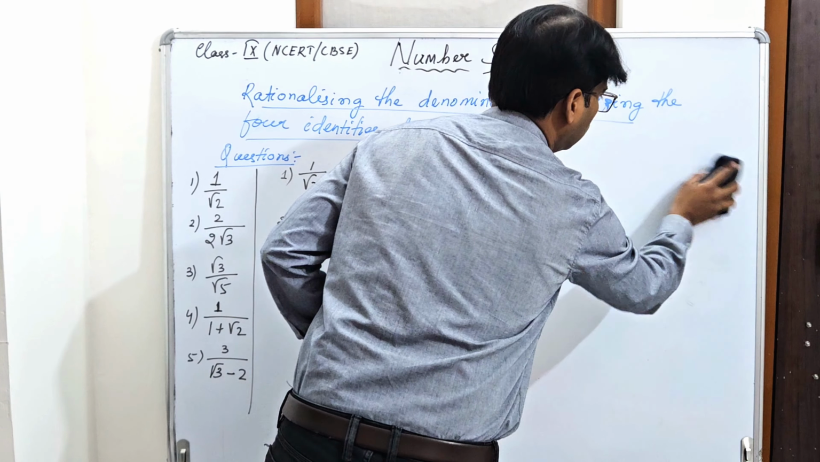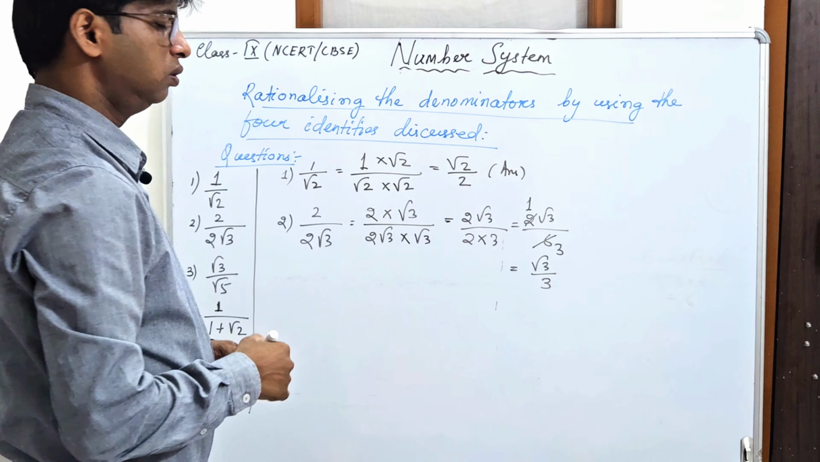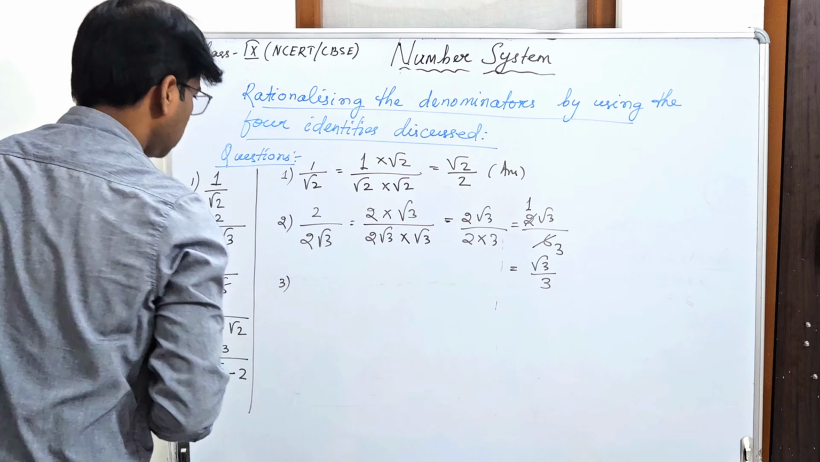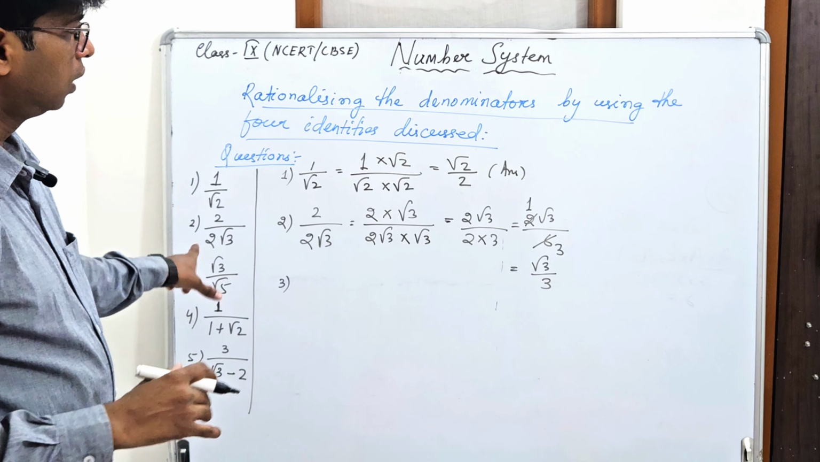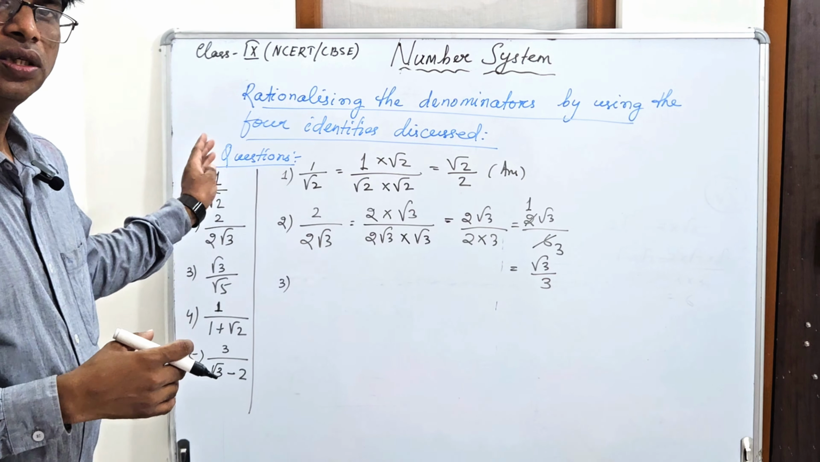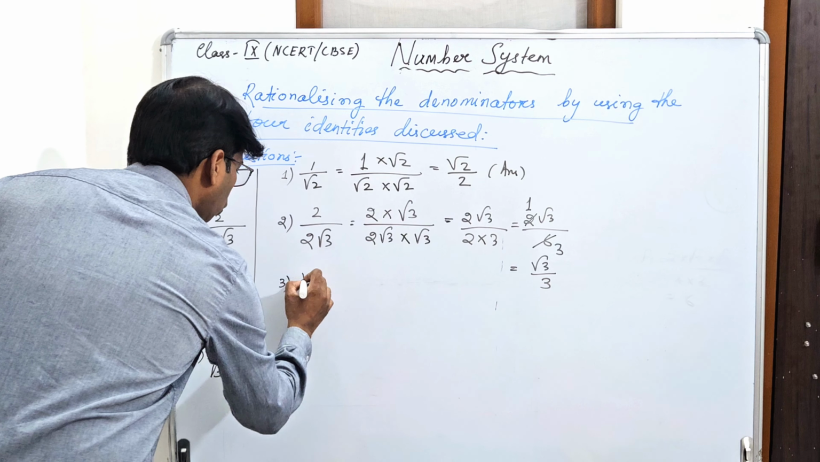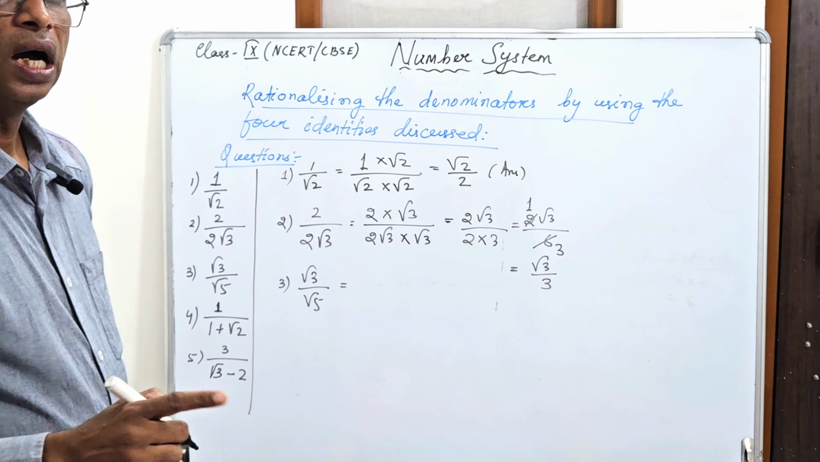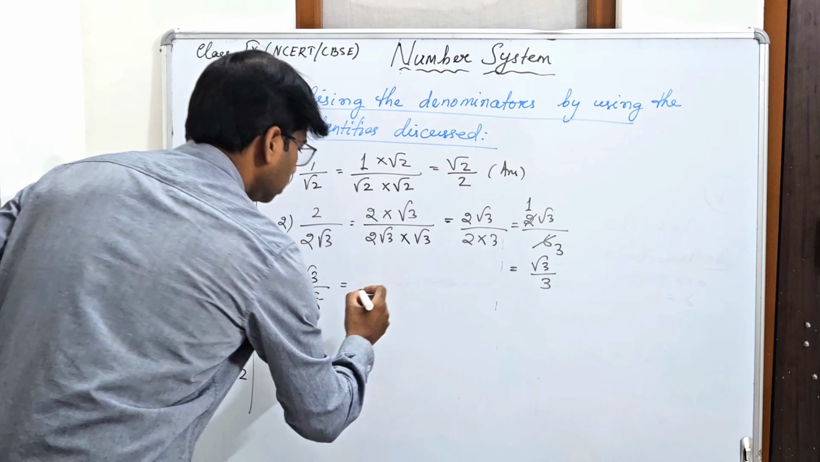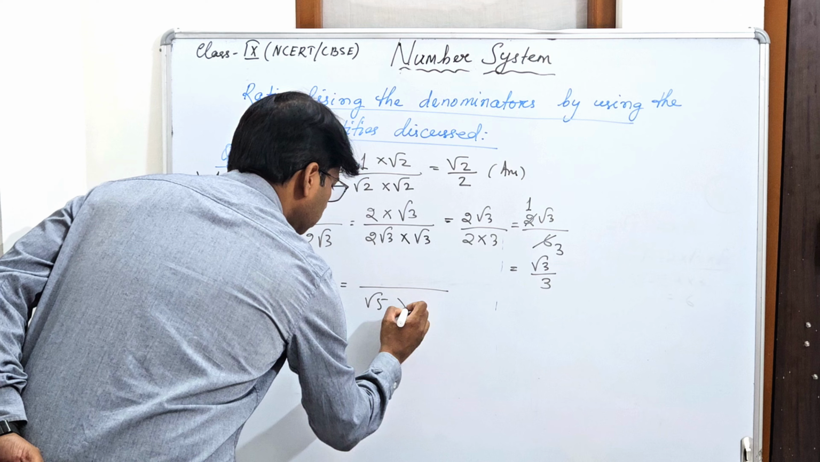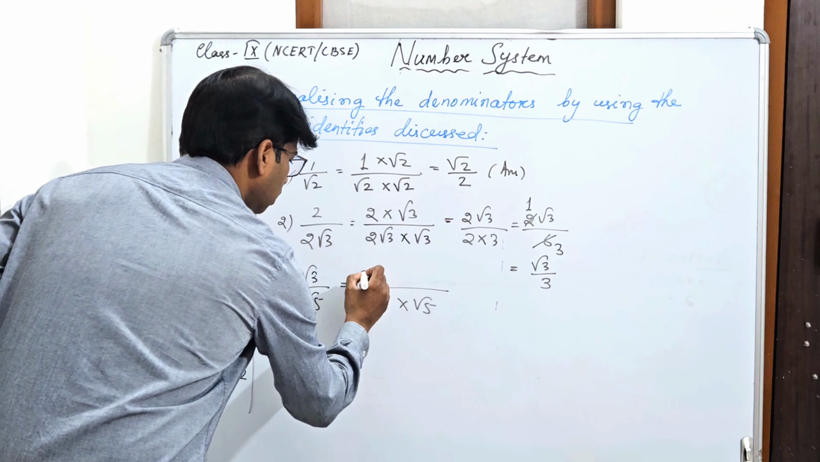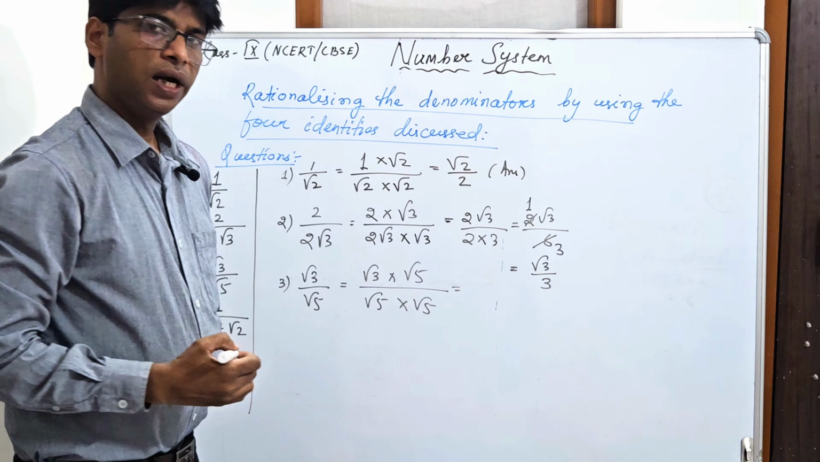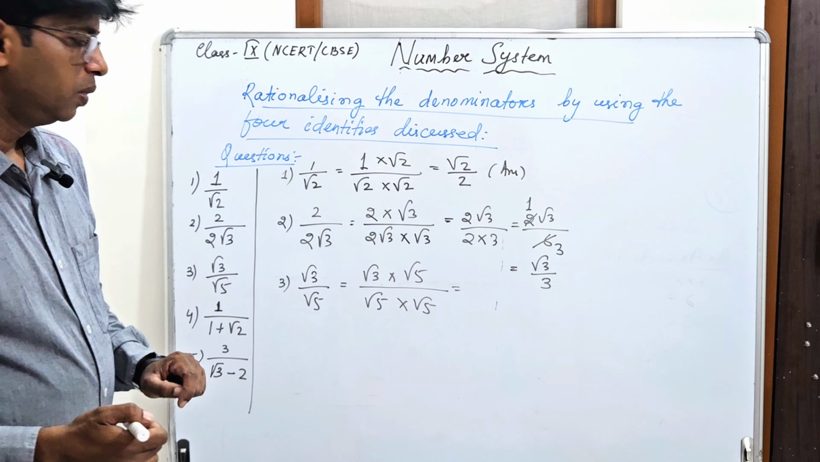Simple examples I have put now. We'll be doing complicated and difficult questions in the next class. Only for understanding purposes, I have mentioned these questions so that you can relate the identities with them. So now, root 3 by root 5. Here also, root 5 is irrational. To make it rational, you have to multiply by root 5, and the numerator also will be multiplied with root 5. I hope you have got the idea of how to rationalize the denominator.